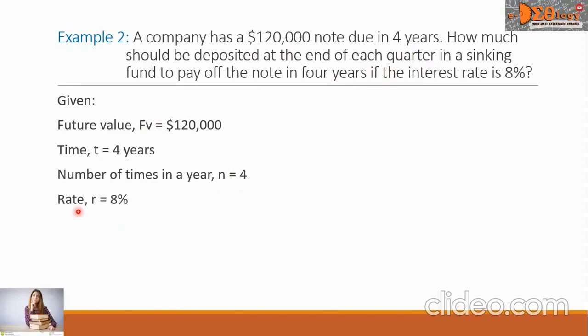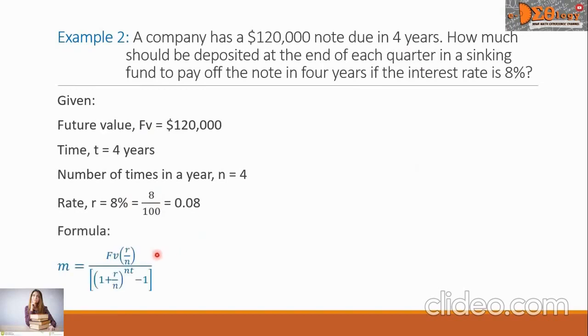Next is the rate, denoted by R. That is the 8%. We will convert this 8% into decimal. We will write first this 8 over 100. We drop that percent sign, and then we will get the quotient 8 over 100, that is equal to 0.08. Our big formula is now here. So let us now start doing the substitution.